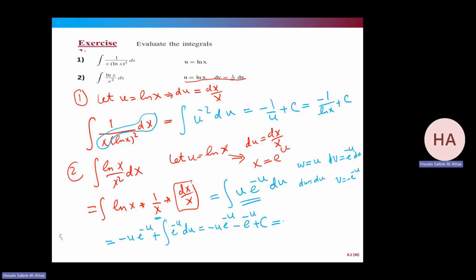Now retain the u, so that will be minus ln x. e to the minus ln x is 1 over x. Huh? This is e to the minus ln x. It will be e to the ln x to the power minus 1, which is 1 over x, plus c. That would be the answer.